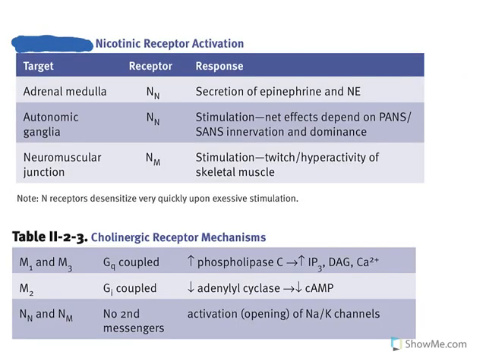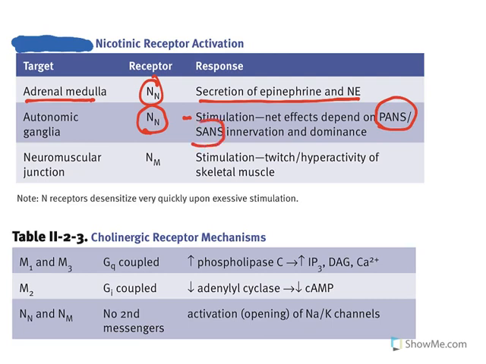Now let us get into the nicotinic receptor action. On the adrenal medulla, when it is stimulated, it releases epinephrine and norepinephrine into the blood circulation. On autonomic ganglia, the stimulation may have effects depending upon both systems. Remember, the ganglia is present between preganglion and postganglion. Stimulating it will affect both systems, parasympathetic as well as sympathetic. It depends on the domination of the effect. Now on the muscle junction, the stimulation always results in hyperactivity. So this is about nicotinic receptors.